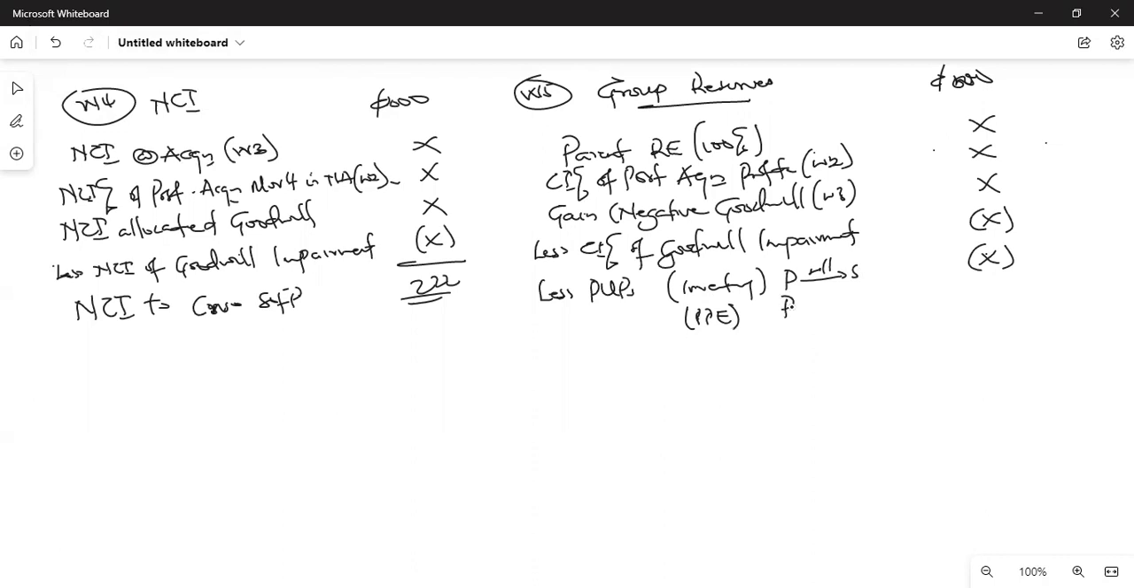So for that one too, when P sells to S, it is the same thing. But when S sells to P, it changes the dynamics. That is for the PPE side only. Okay, it changes the dynamics. All right, so that is that.